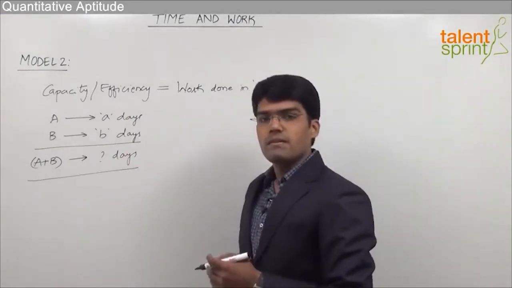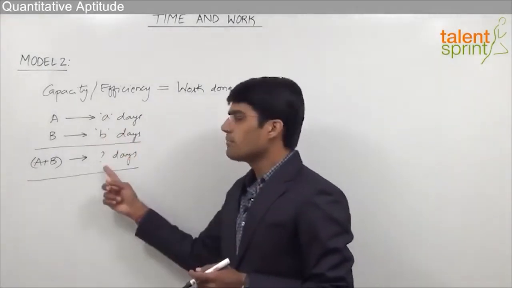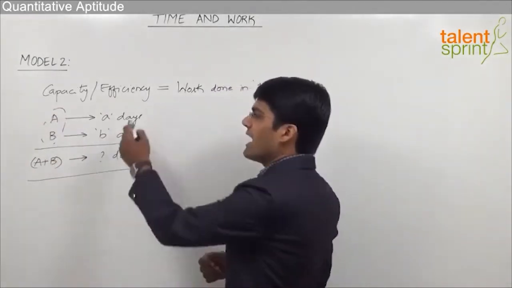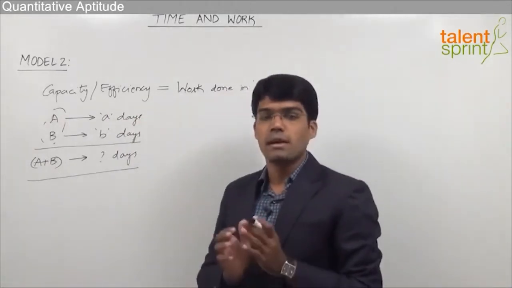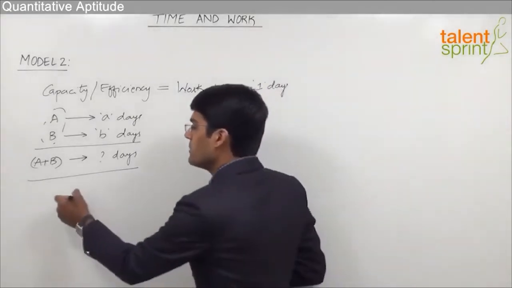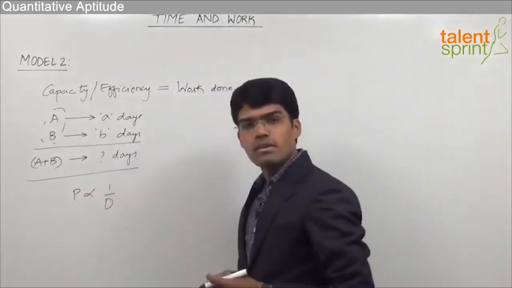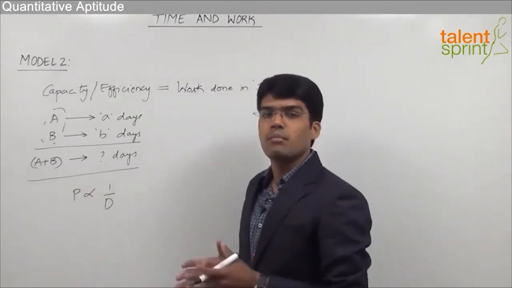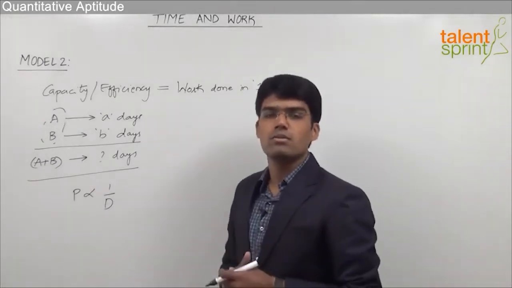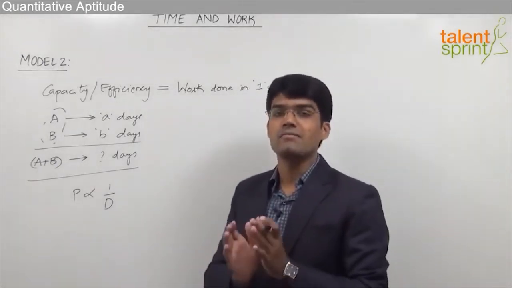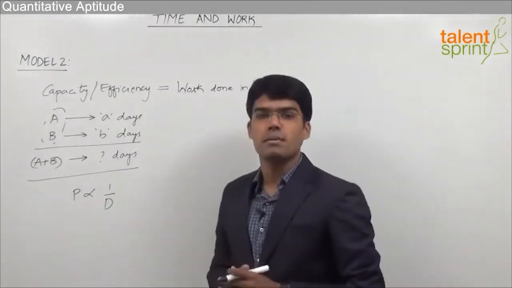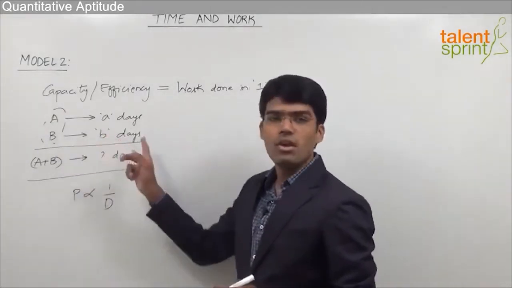For these types of questions, we simply cannot say that the answer will be A plus B days. Why? Because what we have on the left hand side is the number of persons, and what we have on the right hand side is the number of days. Number of persons and number of days are inversely related to each other. That is nothing but P is inversely proportional to D. So as the number of persons increases, the number of days required will decrease. And as the number of persons decreases, the number of days required to do the work will increase. So very clearly, the number of persons and number of days are inversely proportional to each other. And whenever two variables are inversely proportional, we cannot have a direct addition on both the sides.